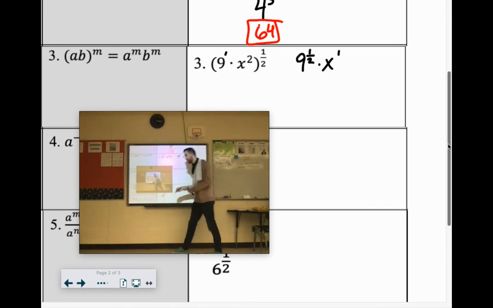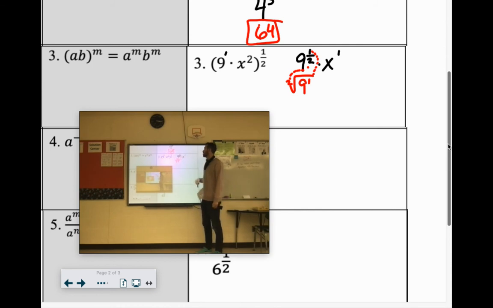And here's the thing, when you have these fractional exponents, whatever the denominator is, these are going to turn into radicals. Whatever the denominator is would go here. So we're looking for the square root of 9, and whatever the numerator goes here. So we're looking for the square root of 9 to the first. What's the square root of 9? 3. So it becomes 3 times the x to the first. 3 times x is 3x. That is one very obnoxious way that you can simplify that.